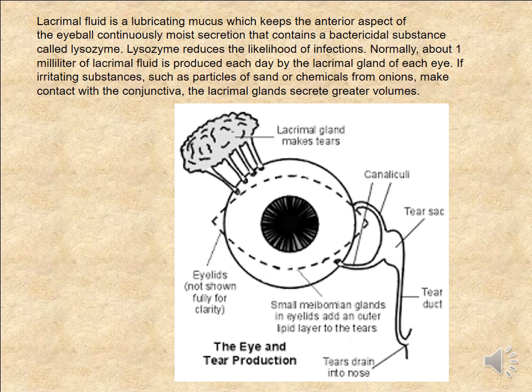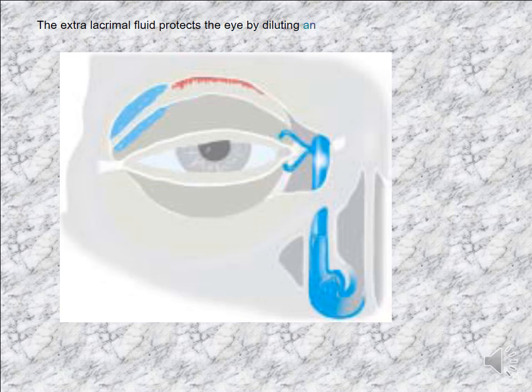If an irritating substance such as a particle of sand, chemical fumes, or onions makes contact with the conjunctiva, the lacrimal gland secretes a greater volume. The lacrimal gland secretes tears through this gland and keeps the outer layer of the eye moist continuously without any inflammation. If there is any scratch to the outer surface of the eye, the secretions of the lacrimal gland increase. The extra lacrimal fluid protects the eye by diluting and washing away the irritating substance.